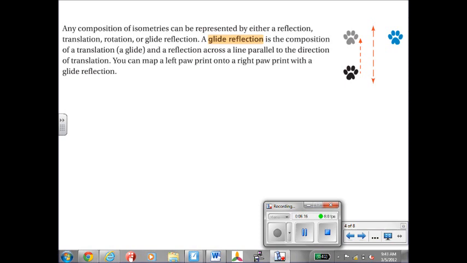Right? So if you wanted to do the distance, or even a person walking, okay? You would take the distance that they step and then reflect it, and it would make their left shoe print look like a right shoe print. See what I'm saying?